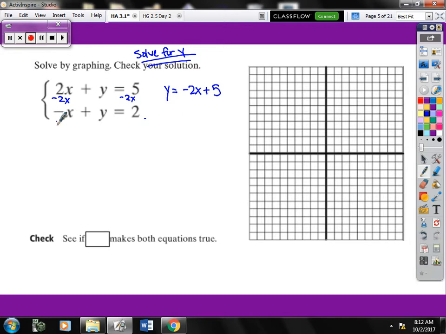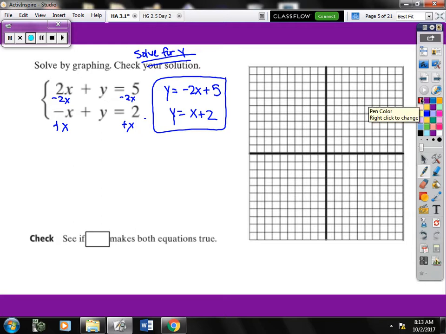And the second equation I would need to add x to both sides. So now I have a system of equations that are both in slope-intercept form. From there, we would just go ahead and graph, starting at our y-intercept, using our slope. Now be careful, this is a negative 2 over positive 1, so we'll go down 2 and to the right 1.